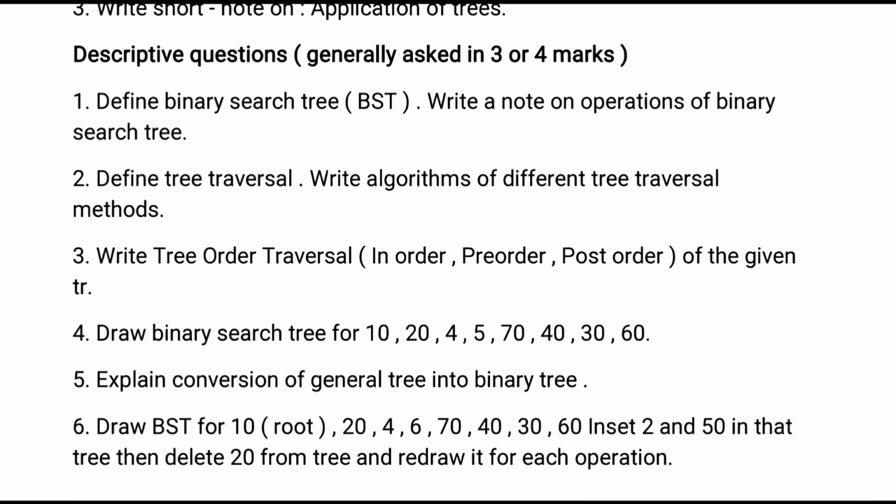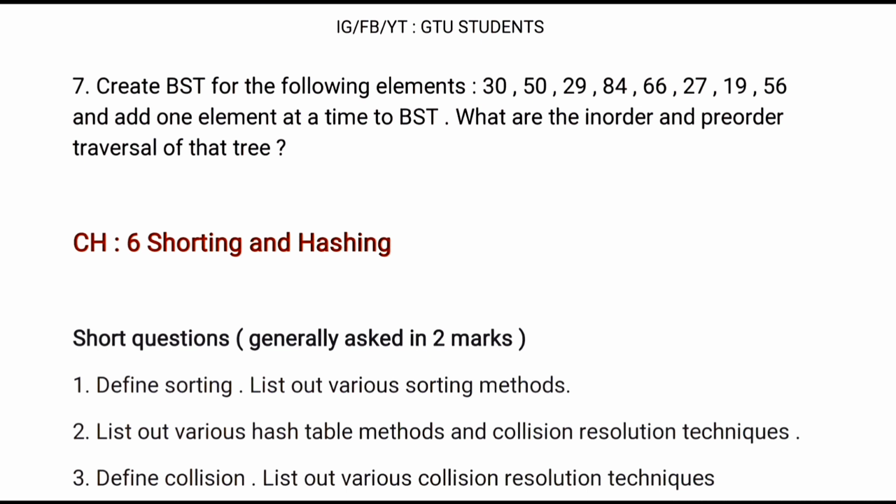6. Draw BST for 10 as root, 20, 4, 6, 70, 40, 30, 60. Insert 2 and 50 in that tree, then delete 20 from tree and redraw it for each operation. 7. Create BST for the following elements: 30, 50, 29, 84, 66, 27, 19, 56, and add one element at a time to BST. What are the inorder and preorder traversal of that tree?